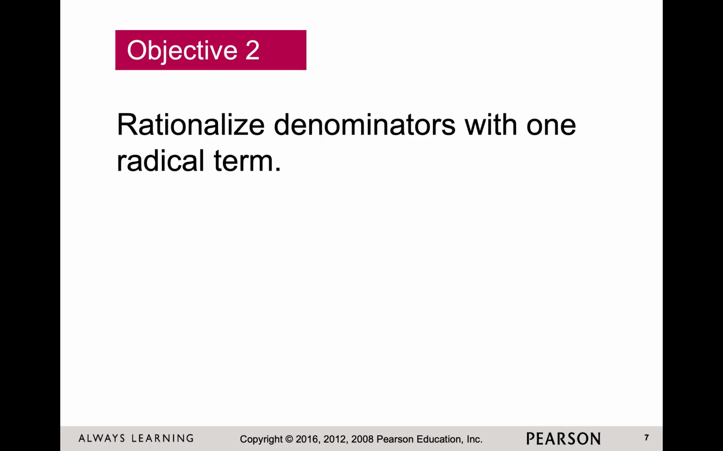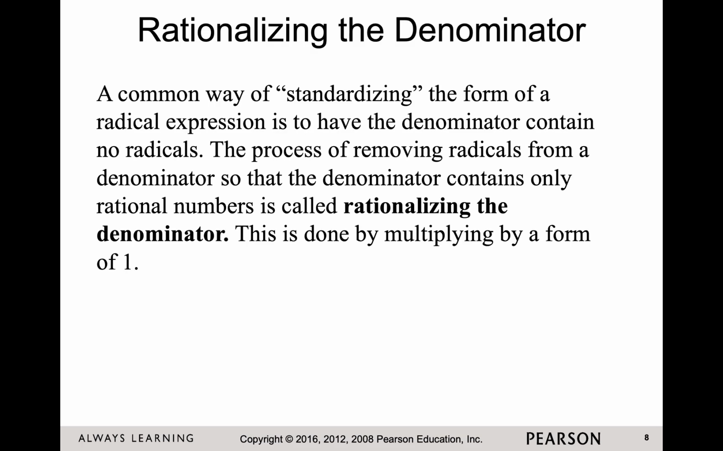Now we're going to rationalize denominators. There's a chance you've already seen rationalizing denominators, but you may or may not quite remember it, so I'd like to go over it. A common way of standardizing the form of a radical expression, so something with a radical, is a denominator that cannot have a radical. This is very common in math. We don't like having that, just like we don't like having negative exponents. So we do this process called rationalizing the denominator.